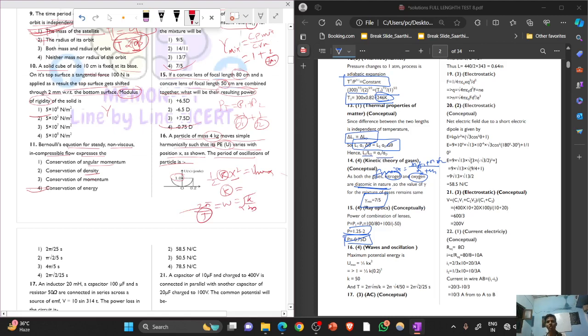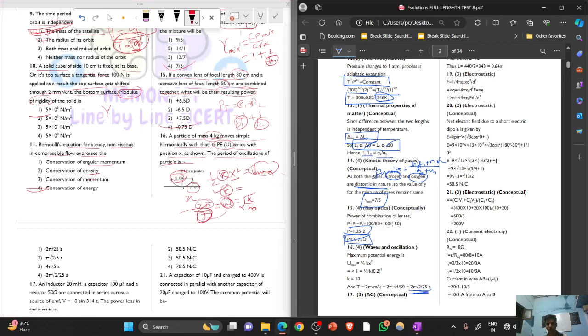It's simple formula-based. You just need to know the x value and the U max value, and from here you can calculate k. Once you know k and the mass, you can calculate omega. Once you calculate omega, 2 pi by T is equal to omega, and from here you can calculate T. That comes out to be 2 pi under root 2 by 25. Option fourth will be your correct answer. Now moving ahead.